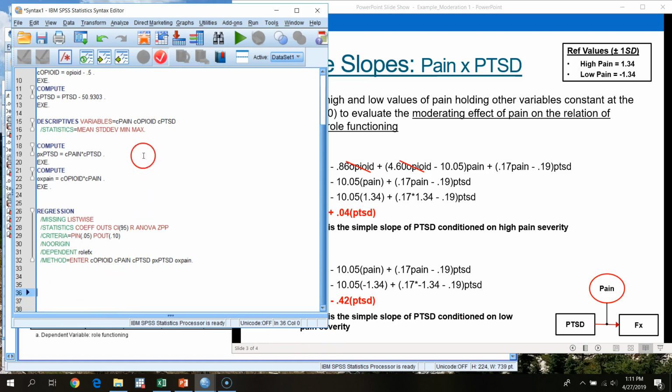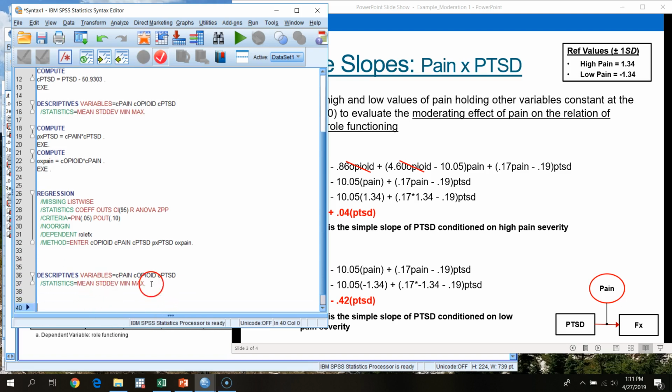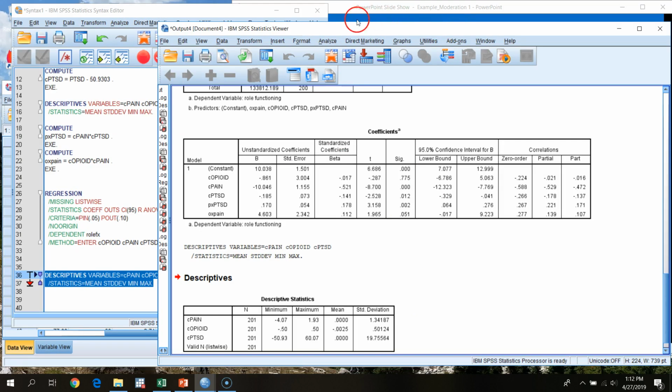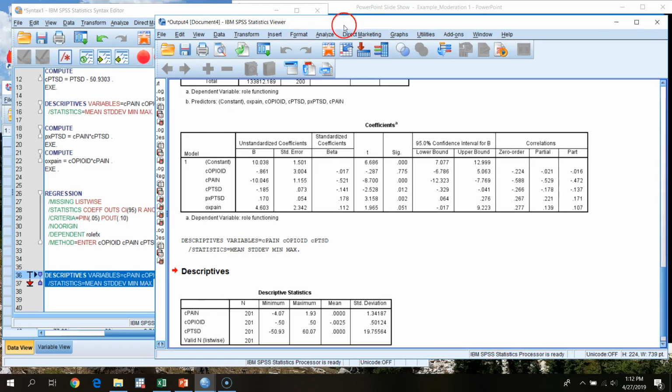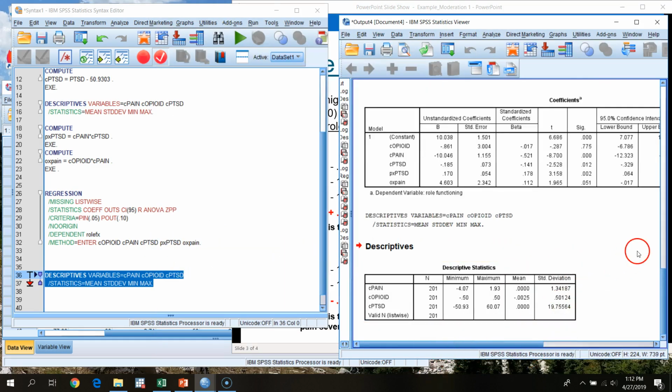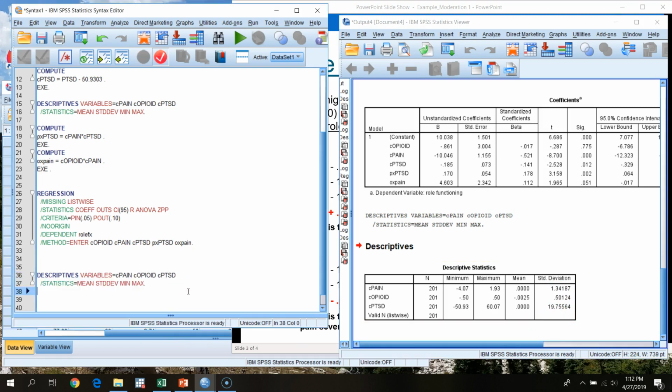Okay, so again, if I grab my descriptive statistics just so I can go down through and see what's going on here, and I run this, I see that high and low levels are generally identified as corresponding to a standard deviation above and below. So if I want to recenter my variable so that 0 corresponds to high levels of pain and 0 corresponds to low levels of pain, I see that my standard deviation for my pain variable is 1.34.